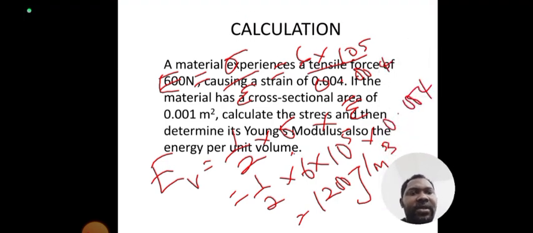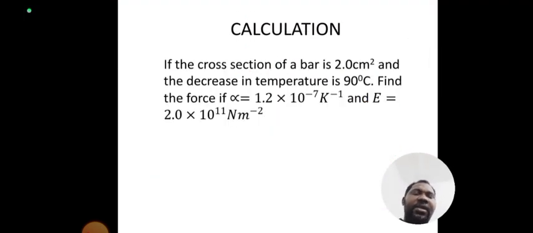Now that is quite interesting. Okay, we see another question here. It says if the cross section of a bar is 2.0 centimeters square and the decrease in temperature is 90 degrees Celsius, find the force if alpha, which represents linear expansivity, is 1.2 times 10 to the power minus 7, and E, which is Young modulus, is 2.0 times 10 to the power 11. Okay, we are asked to find the force.